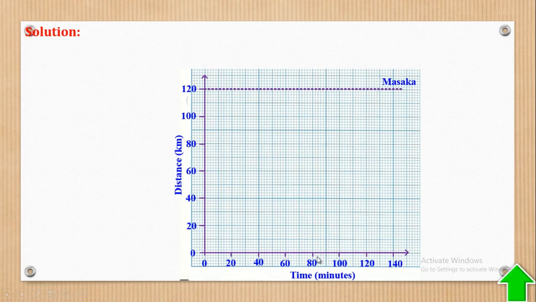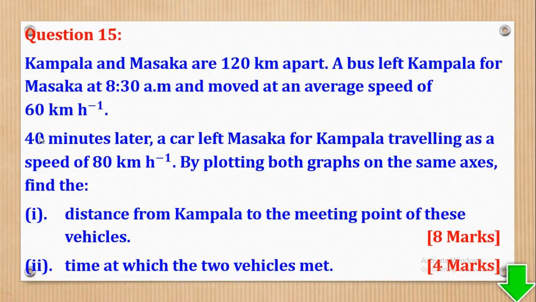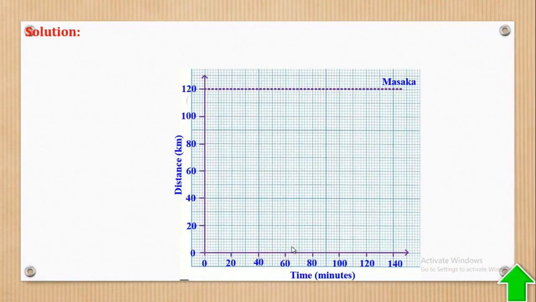This is now Kampala. So in this question they told us that a bus left Kampala for Masaka at 8:30 a.m. So 8:30 is our 0,0 starting point, and moved at an average speed of 60 kilometers per hour. What does that mean? It means that in every hour it covers 60 kilometers. So that one will help us to draw our graph. So in every hour, so every hour has 60 minutes.